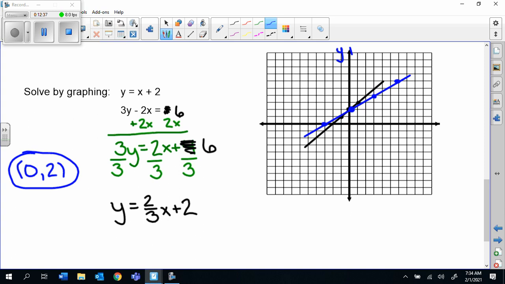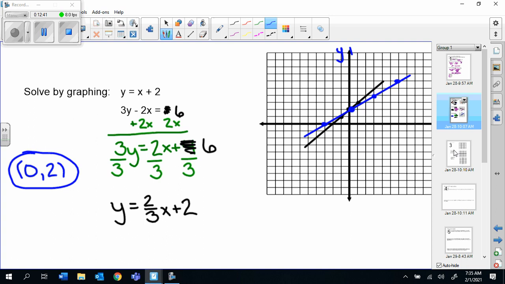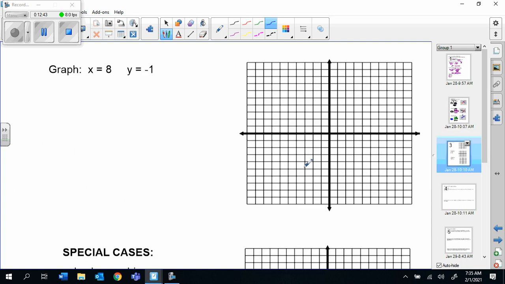Thanks for sticking with me through that error. Let's keep going. All right, it looks like we don't have that many more to look at. So just some variations on the same theme, graph, find the intersection. As you see, there's some special cases down here we're going to look at.